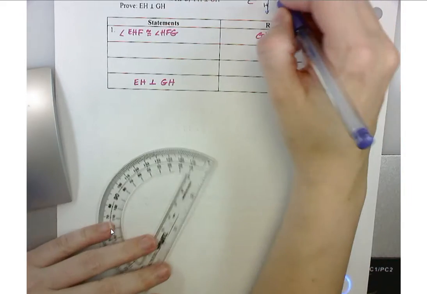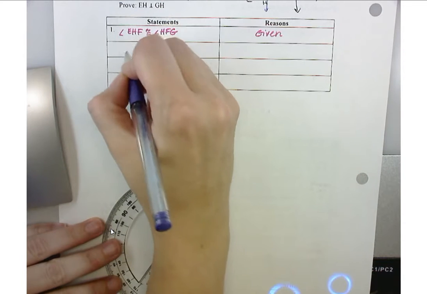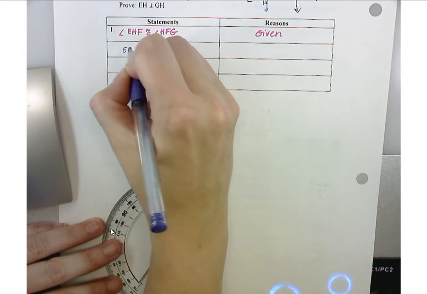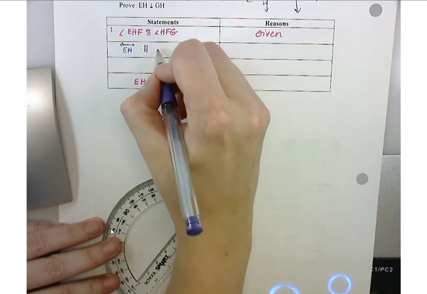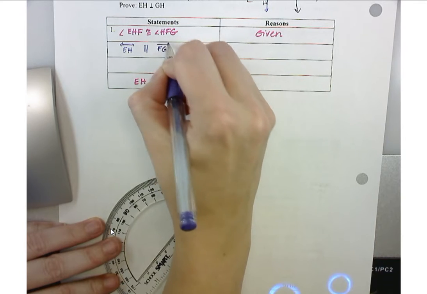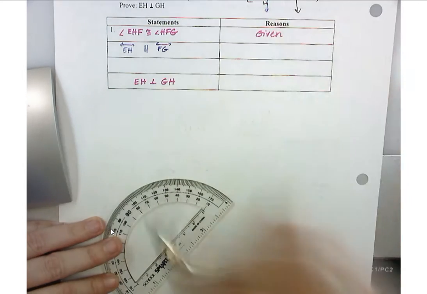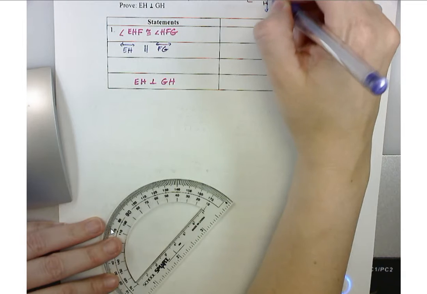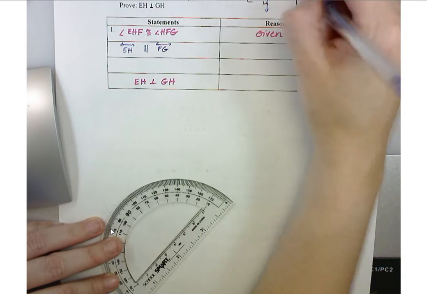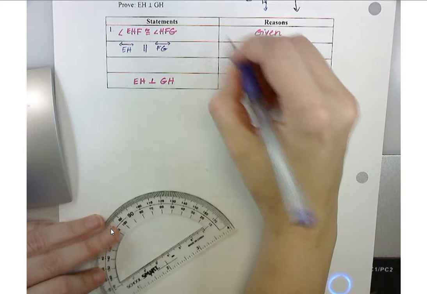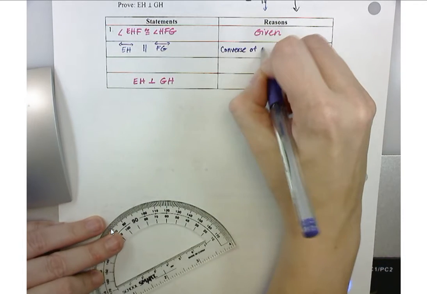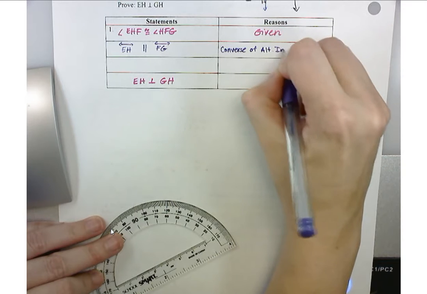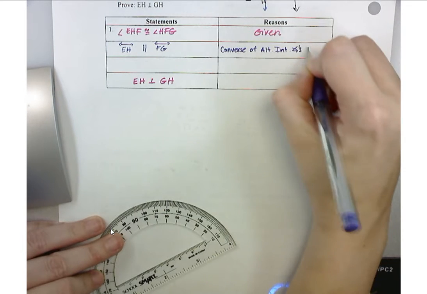Okay, so we're going to look at the two lines that are going to be housing these alternate interior angles. So it would be this line here, EH, and EH would be parallel to FG. Now once that happens, I put that in my diagram too, so I'll put my parallel lines. And then that's going to be because of the converse of the alternate interior angles theorem.